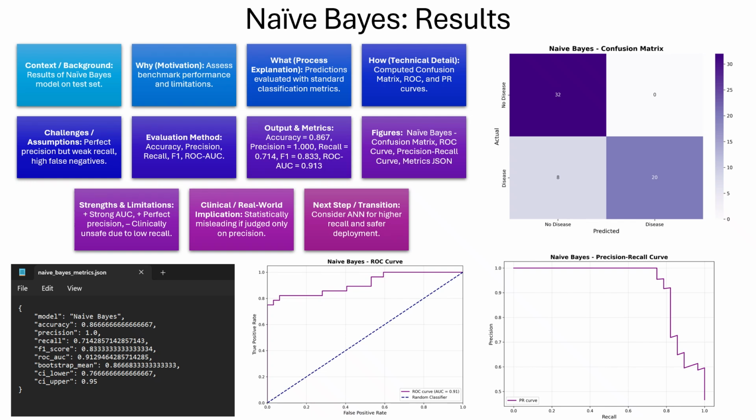Naïve Bayes model reached 86.7% accuracy with a strong AUC of 0.91. Precision was perfect at 1.0, but recall dropped to 71%, missing many disease cases. The confusion matrix and curves highlight this trade-off. Safe in avoiding false alarms, but clinically risky due to false negatives. Next, we move to neural networks for improved recall and reliability.